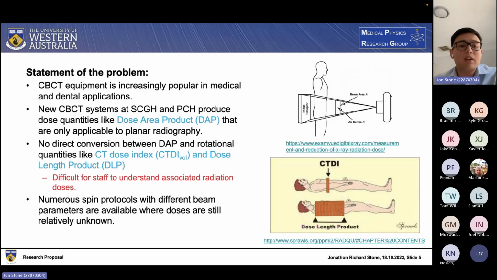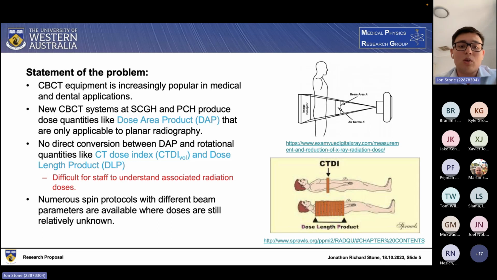So, statement of the problem. Cone beam CT is increasingly popular in medical and dental applications, as mentioned before. There are a couple of new cone beam CT systems at both Sir Charles Gairdner and PCH that produce dose quantities like dose area product or DAP that are only applicable to planar radiography. You can see in the image on the right that if we have a planar X-ray, the beam area times the air kerma will be our dose area product. A lot of these systems produce these planar quantities because they're essentially fluoroscopy equipment that have the ability to rotate.